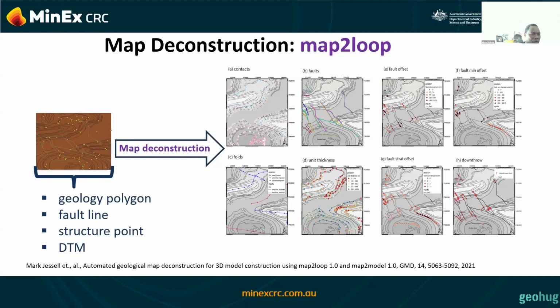Shown here, on the left screen, we have contact, fault, fault offset, fault mean offset, the fault unit thickness, fault strat offset, and downthrow. This is just a subset of what you get from Map2Loop.